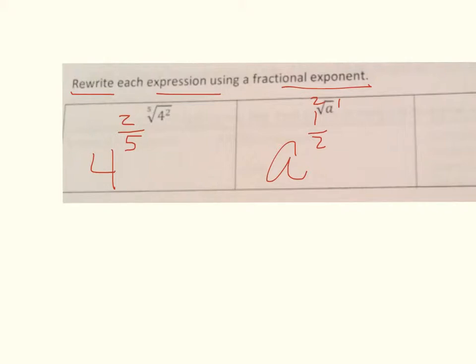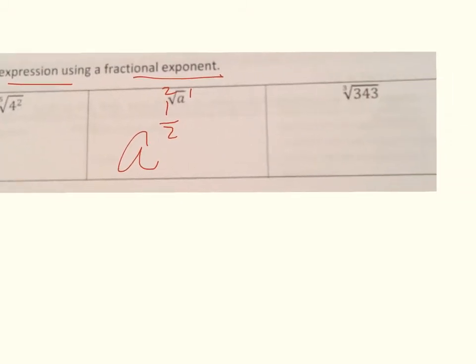All right? Now, if I look at this next one, the cube root of 343, remember your base is 343. Your index is 3, and your power, even though it's not there, is 1, so 343 to the 1/3 power.